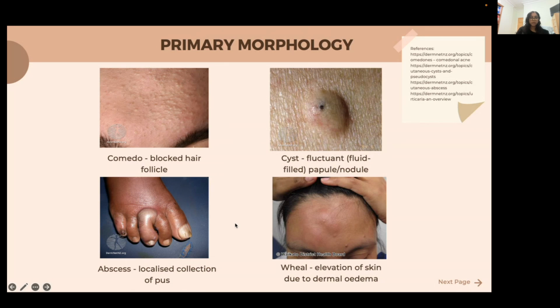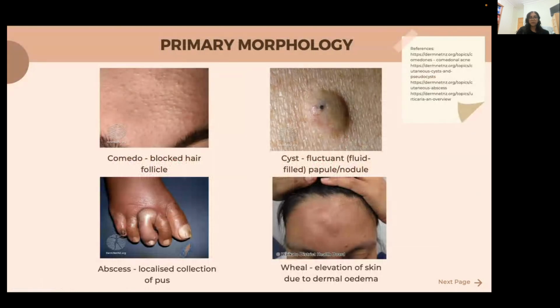An abscess. So an abscess is a localized collection of pus. So abscesses tend to be bigger as well, so more than 10 millimeters in diameter. And then a wheal. So a wheal is where there's elevation of the skin due to dermal edema. So wheals you'll see in things like urticaria. Okay, I hope that made sense.